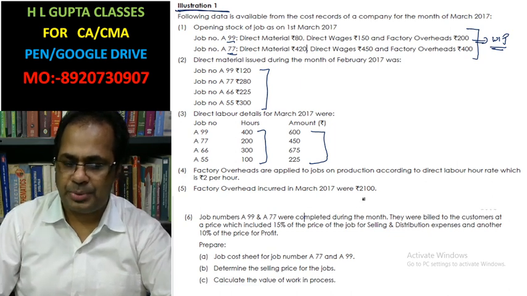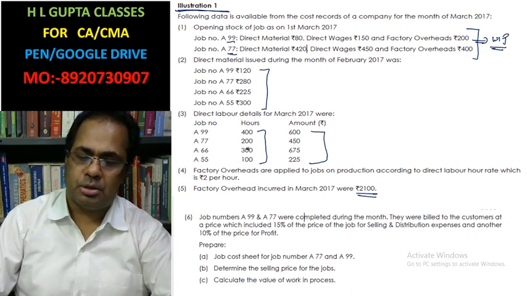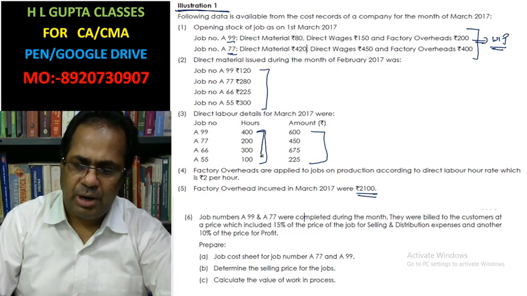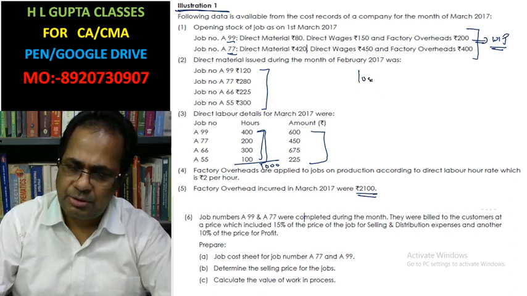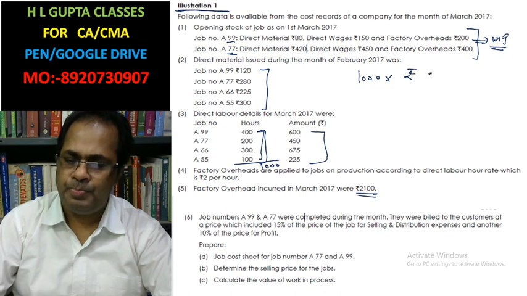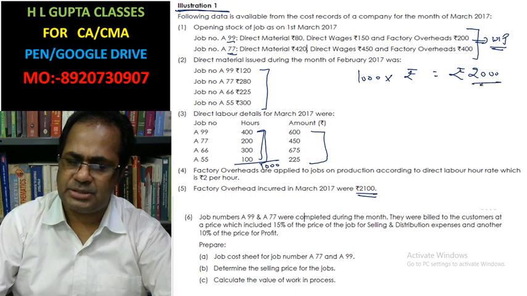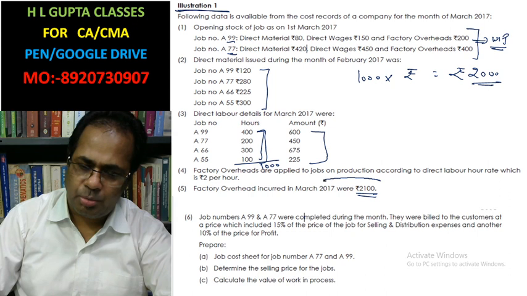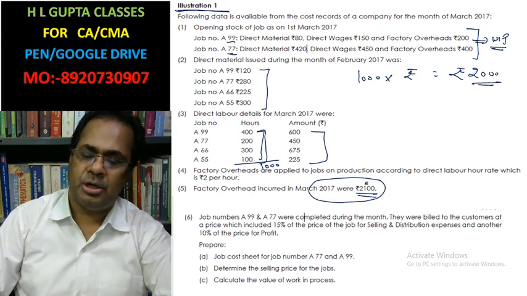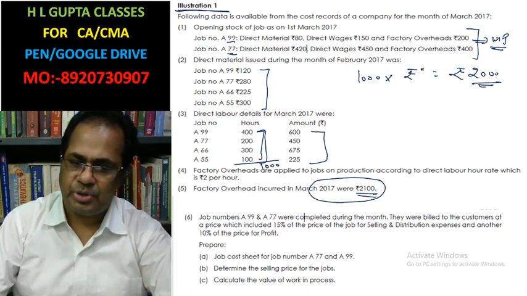Factory overheads are rupees 2100. Look at the hours: 400 plus 200, 600 plus 300 plus 100, this is 1000 hours. If 1000 labor hours are applied at the rate of rupees 2, the total cost is rupees 2000. But here the overhead is written as 2100. It means this is not going to match at the rate of rupees 2.